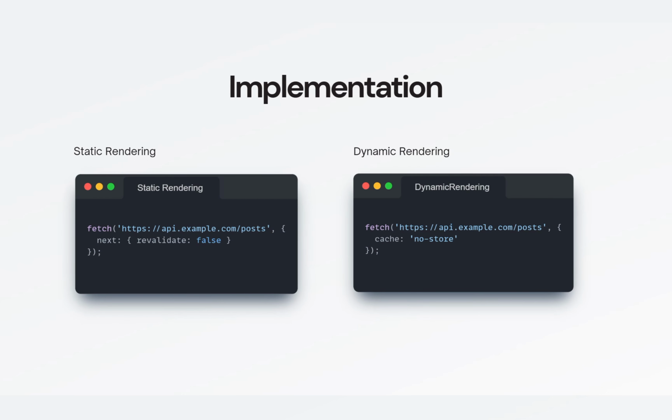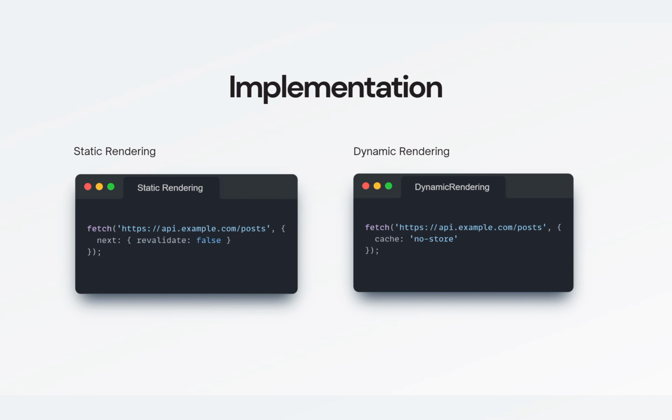Now that we have talked about what static and dynamic rendering are, let's look at how they are actually implemented in code. On the left side, we have static rendering. In this example, we are fetching data from an API with the first line right here. Then the key part is revalidate equals false, which tells the system not to revalidate or update the data once it's built.